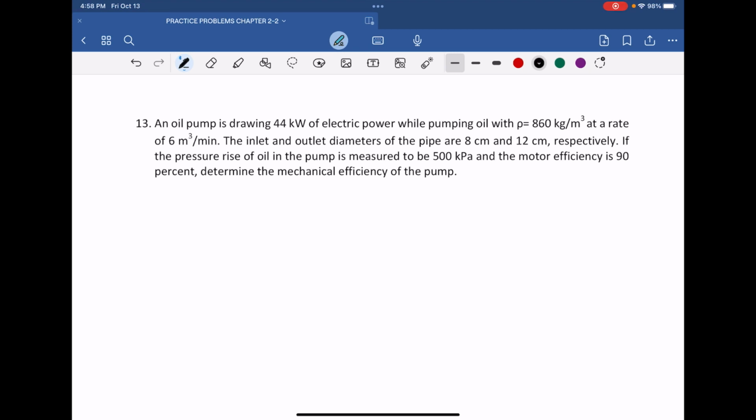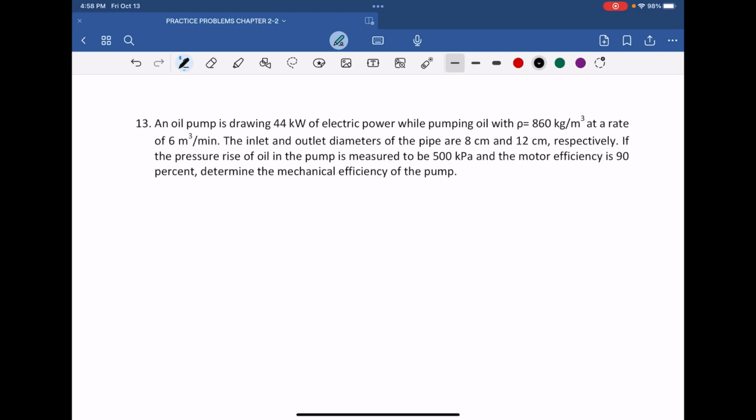Okay, so in this question we have an oil pump drawing 44 kilowatts of electric power while pumping oil with density of 860 kilogram per meter cubed at a rate of 6 meter cube per minute. The inlet and outlet diameters of pipe are 8 centimeter and 12 centimeter, respectively. If the pressure rise of oil in the pump is measured to be 500 kilopascal and the motor efficiency is 90%, determine the mechanical efficiency of the pump.